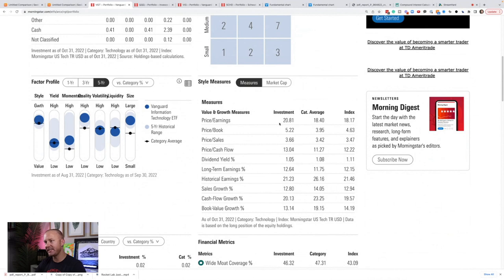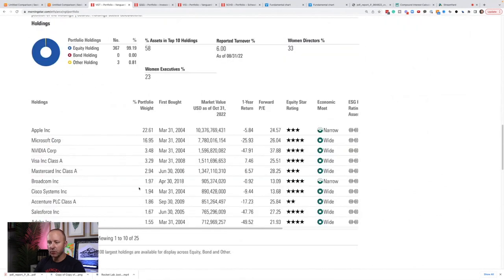Okay, for VGT, the price to earnings ratio is 20.81 on average between all the stocks that it owns. And if we're just looking at the top 10 holdings in VGT, you've got Apple at 22%, okay? This is gonna come into factor which one I would prefer, VGT versus QQQ. Microsoft at 16%, actually 17%, Nvidia at 3, Visa at 3, MasterCard at 2, Broadcom at 2, Cisco at 2, Accenture at 1.8, Salesforce 1.6, and Adobe at 1.5. So look at how heavily invested it is in Apple and Microsoft.